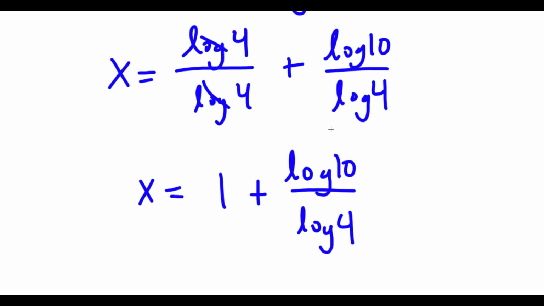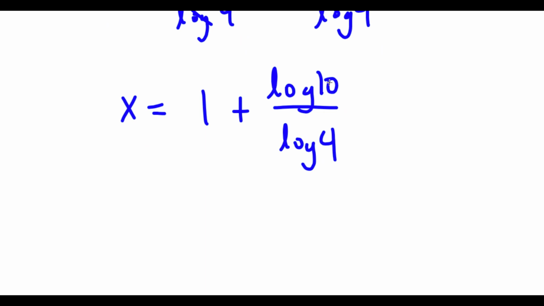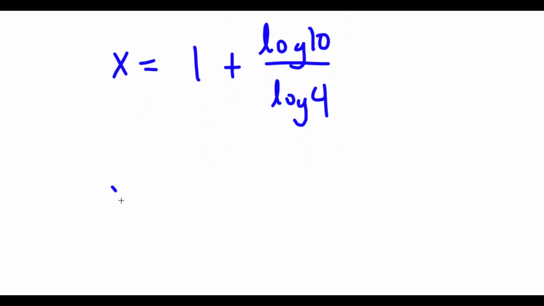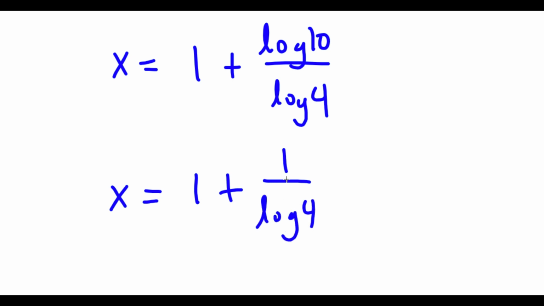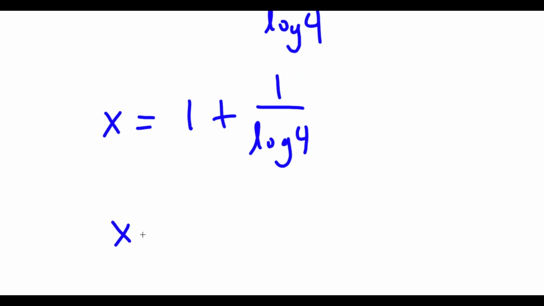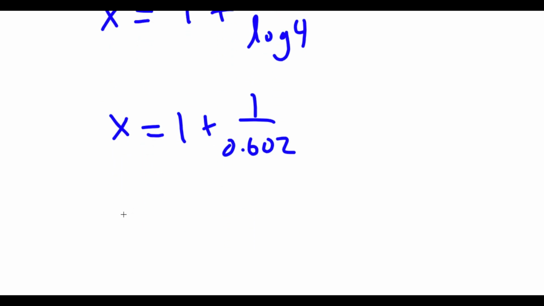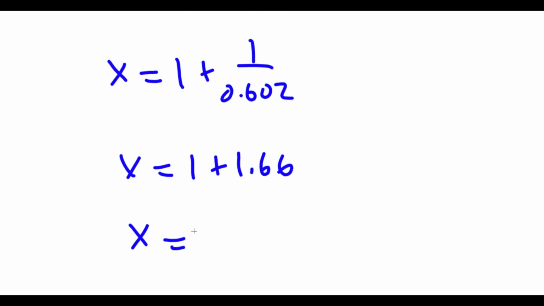Now log 10 is the same thing as 1. So now I have x is equal to 1 plus 1 over log 4. And log 4 is equal to 0.602. So now I have x is equal to 1 plus 1 over 0.602, which is equal to 1 plus 1.66, meaning x is equal to 2.66.